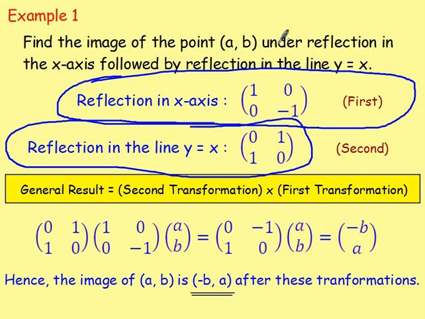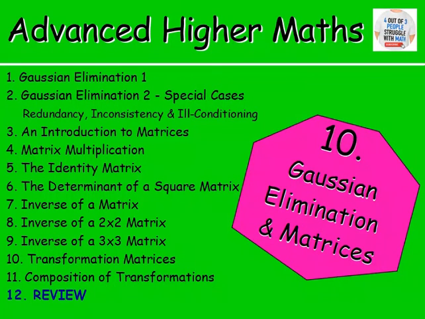So find the image of the point under reflection in the x-axis. This one here is first, then the line y equals x, so this one here is second, but when you multiply them, you would have the second one, so the 0, 1, 1, 0, multiplied by the first, so the 1, 0, 0, negative 1. Multiply that by A, B, and then this is what you would end up with. So you can say then that the image of A, B will go to negative B, A after those transformations.